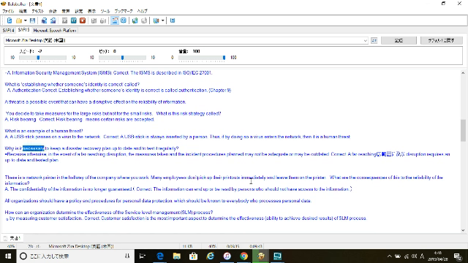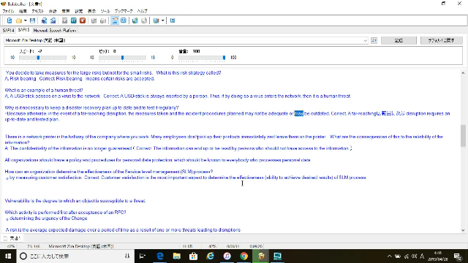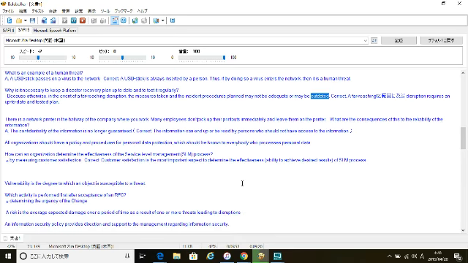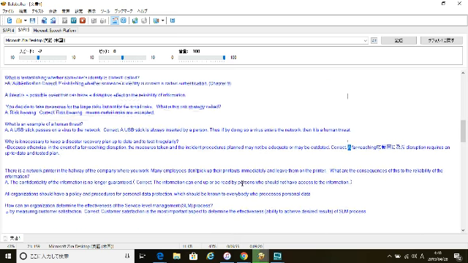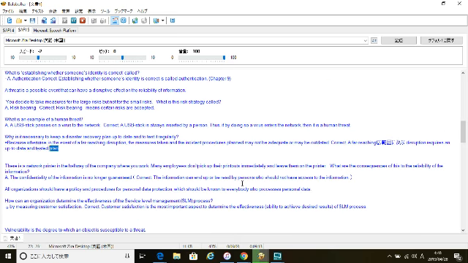Why is it necessary to keep a disaster recovery plan up to date and to test it regularly? Because otherwise, in the event of a far-reaching disruption, the measures taken and the incident procedures planned may not be adequate or may be outdated. Correct. A far-reaching disruption requires an up-to-date and tested plan.